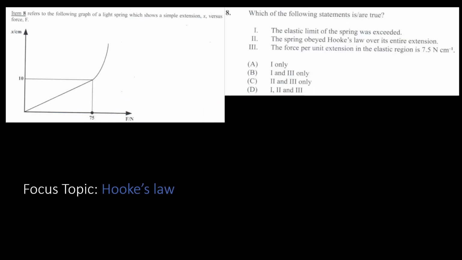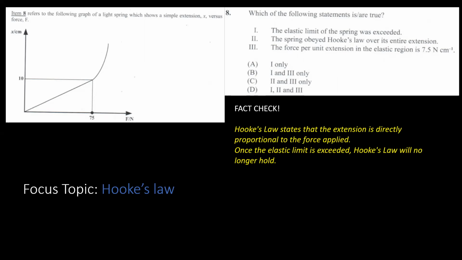So question 8 has to do with the topic of Hooke's law. We have a graph of a light spring, and it shows the extension being plotted against the force. Now we are asked to look at the three statements and identify which of them is or are true. We know that based on Hooke's law, the extension and the force are directly proportional to each other. But once the elastic limit has been exceeded, then the relationship will no longer be directly proportional. So you will not have a linear relationship between the two quantities, extension and force. So we can see that the elastic limit was exceeded.